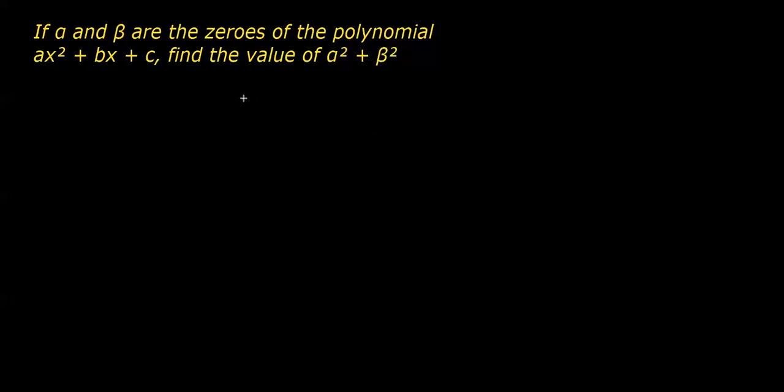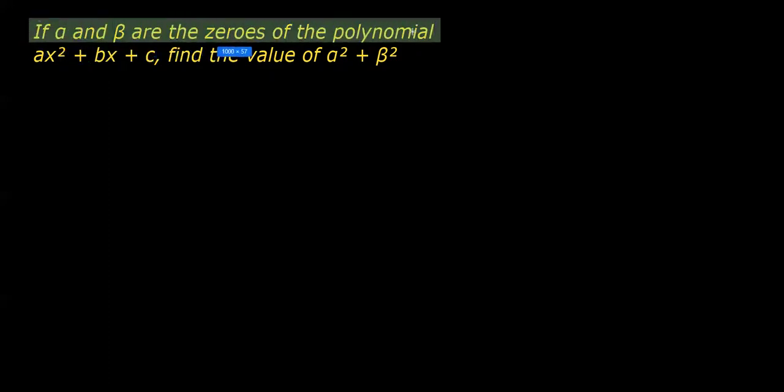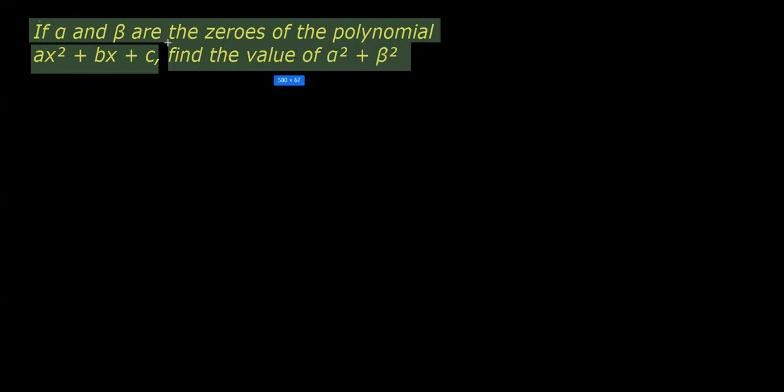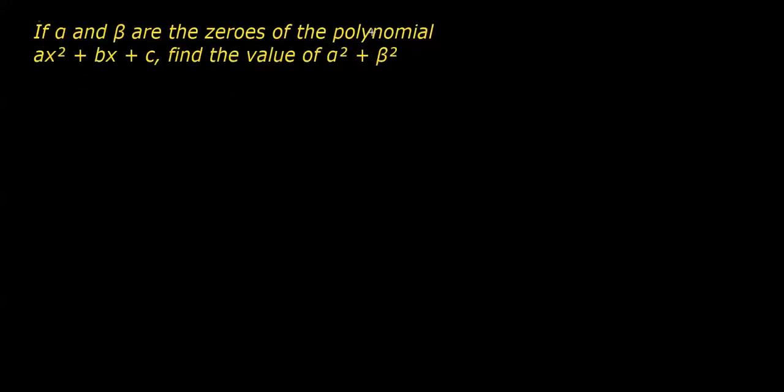This is one question from the chapter polynomial. The question says that if alpha and beta are the zeros of the polynomial ax square plus bx plus c, we have to find the value of alpha square plus beta square.